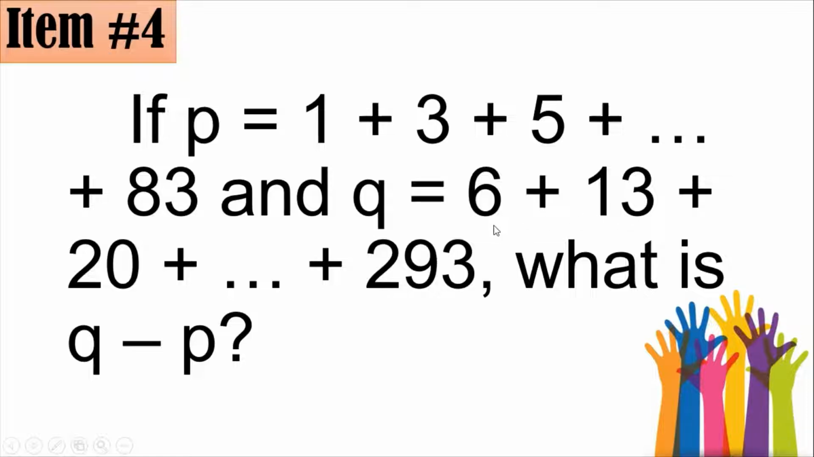How come common difference 7? So you see 6 plus 7, 13. 13 plus 7, 20, and so on, plus 7 plus 7 plus 7, until you reach 293. And if we subtract the values of Q and P, what is the result?